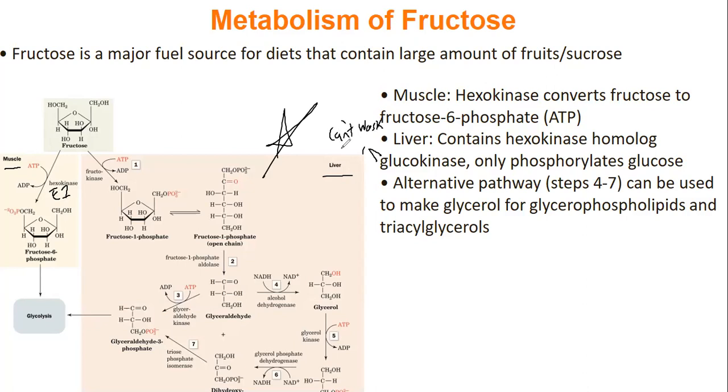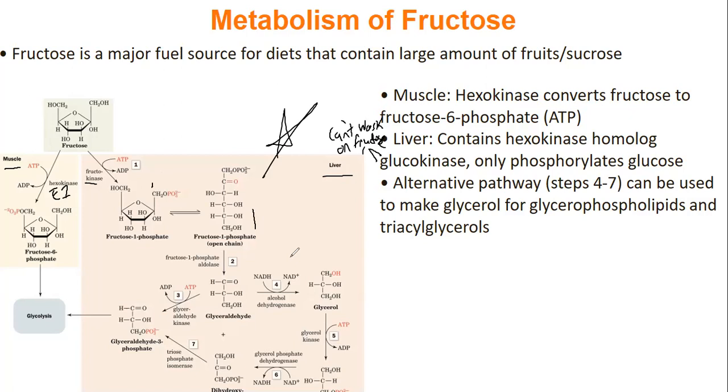So instead, what we have is fructokinase, and what fructokinase will do is add a phosphate to our first position carbon and make fructose 1-phosphate. Fructose 1-phosphate can open up and close. Actually, any sugar can open up and close as long as you're not bound to anything. So with fructose 1-phosphate, here we have the open chain form.